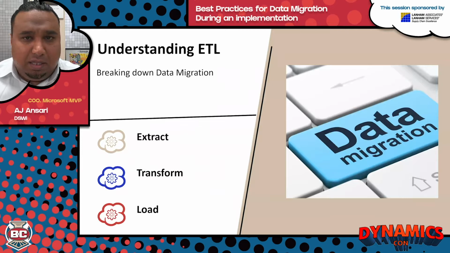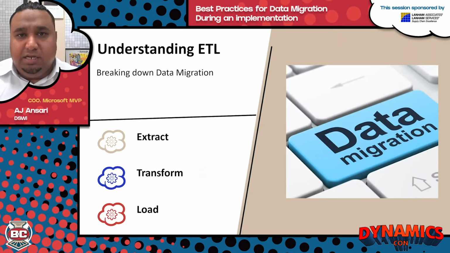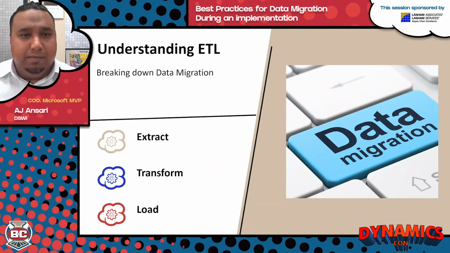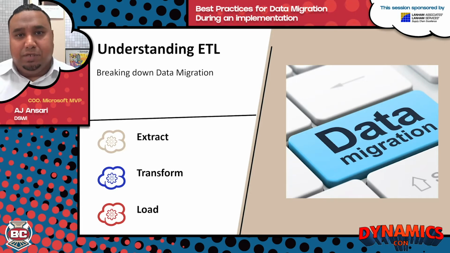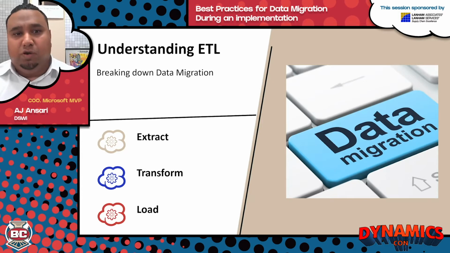So let's start off by understanding ETL. Just breaking down data migration. ETL by another name is data migration. Data migration by another name is ETL. It's as simple as extract, transform, load, because those are the 3 steps that you could break down data migration into. Right? So you need to extract, you need to transform, and load.